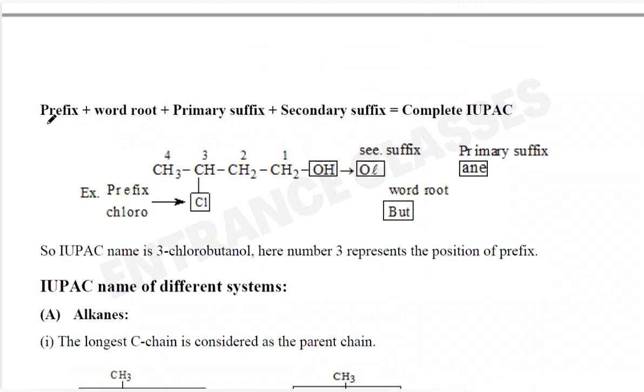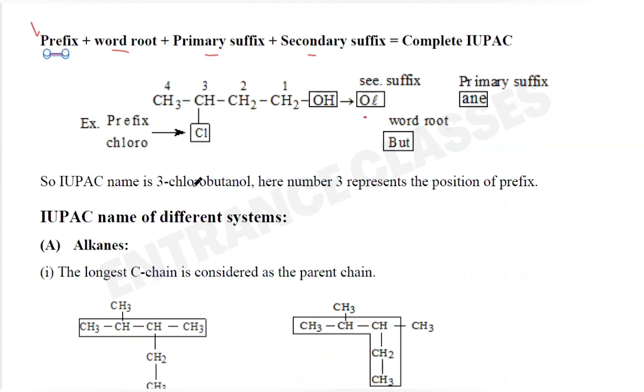So the total IUPAC name will be: prefix first, before the word root, next the word root, primary suffix, the nature of C-C, next the functional group, secondary suffix. This is the complete IUPAC name. Say this is the example: C4, that is total 4 carbon atoms, so the base chain is but. This is the functional group, secondary suffix ol. Primary suffix is ane because all are single bonds. This is the prefix chloro. This is the numbering 1, 2, 3, 4, because the functional group is linked with this carbon. So this is 3-chloro. This is 3-chlorobutanol, butane-1-ol or butanol. Right.